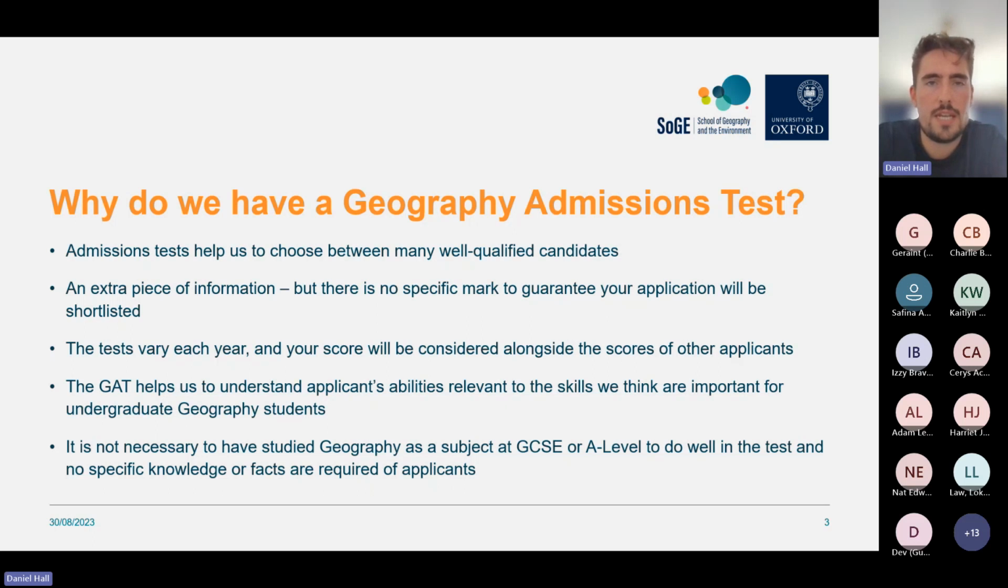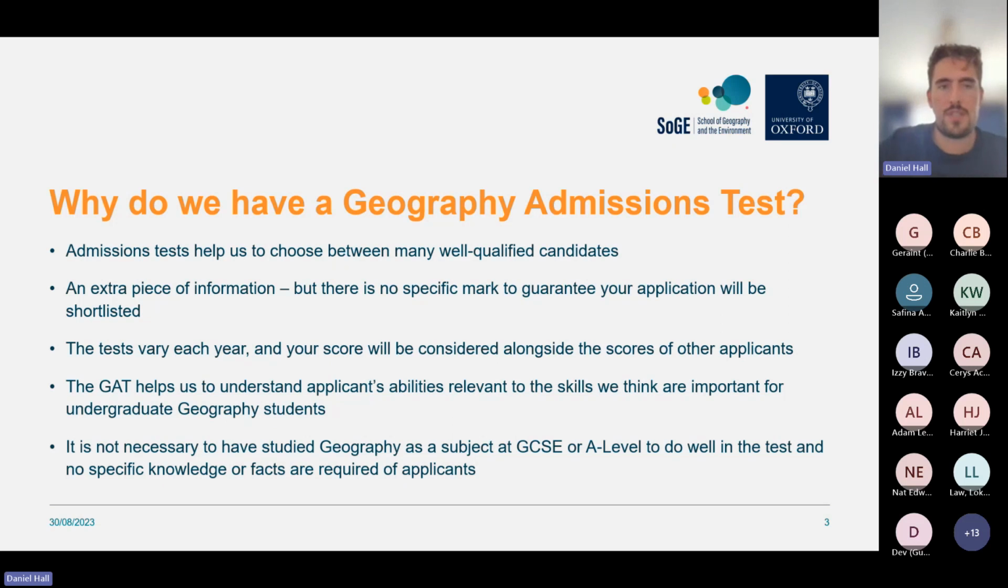The tests vary each year, and your score will be considered alongside the scores of other applicants, which links to the point about there not being a specific score. It's because you're being judged alongside everyone else who applies at the same time as you. The GAT will help us to understand applicants' abilities relevant to the skills that we think are important for undergraduate geography students. I'll talk about those skills in just a second.